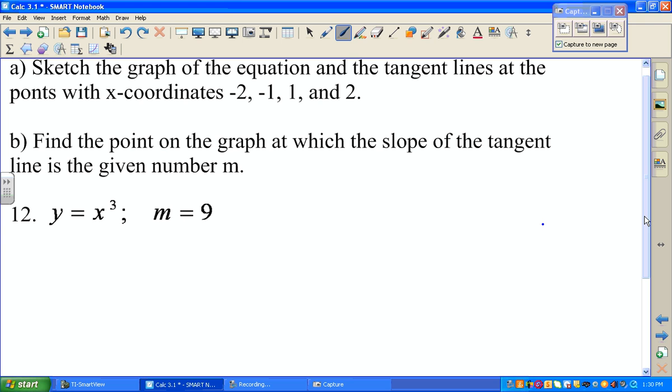Sketch a graph and find the equation for the tangent lines with x-coordinates -2, -1, 1, and 2. Okay, the equation is y equals x cubed. That's not too difficult.